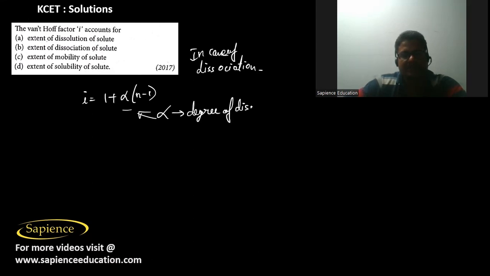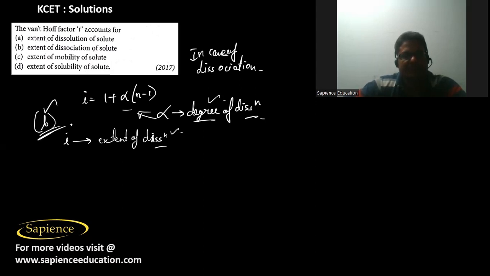So it means that the Van't Hoff factor i depends on the degree of dissociation of the solute. Therefore, the Van't Hoff factor i accounts for the extent of dissociation of the solute. It depends on the extent of dissociation of the solute. Option B is the correct answer.